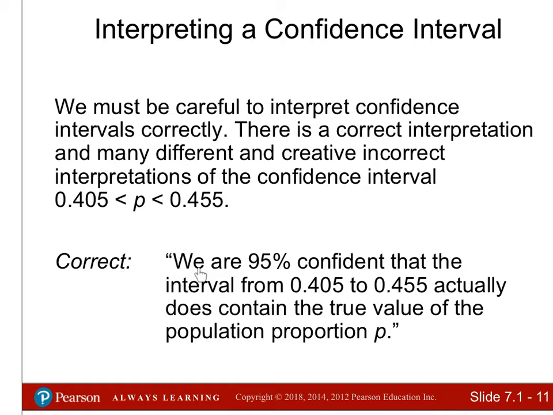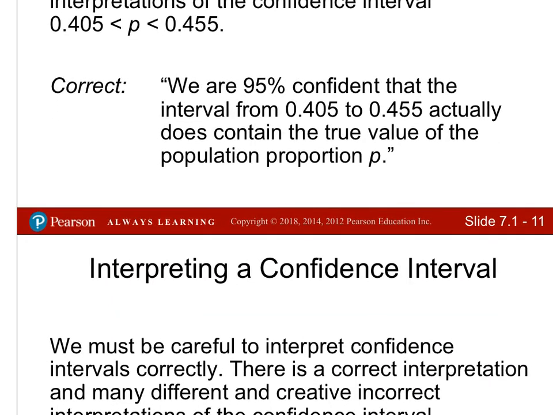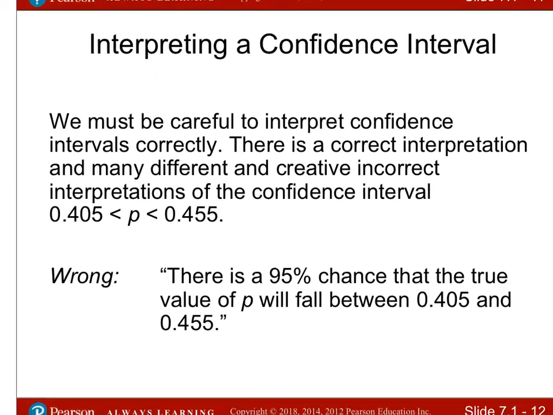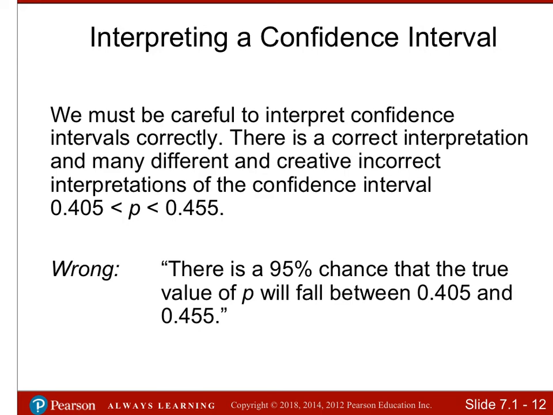So here's how you interpret it. We're 95% confident that the interval from 40% to 45% actually contains the true value. Okay? That's the language we've been using, so it's not a surprise. We're 95% confident that this interval contains the true value of P. We don't know exactly what it is, but we're 95% confident that it's between 40 and 45.